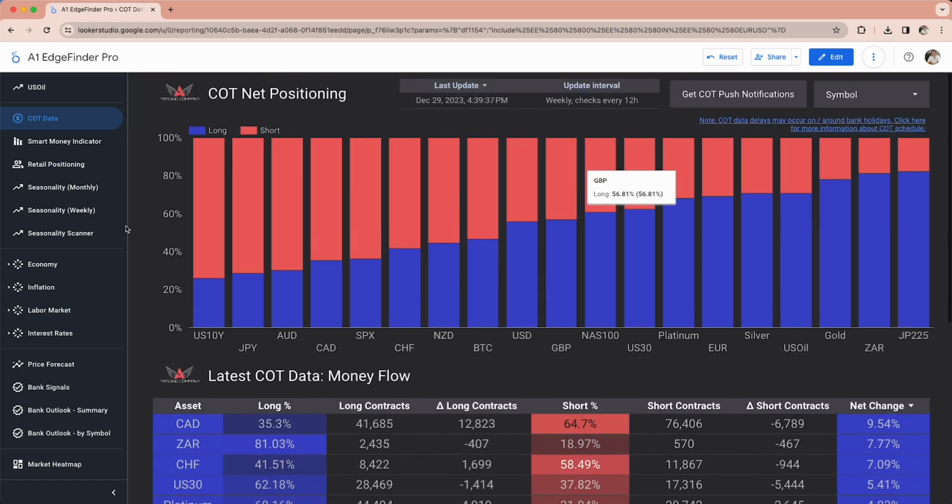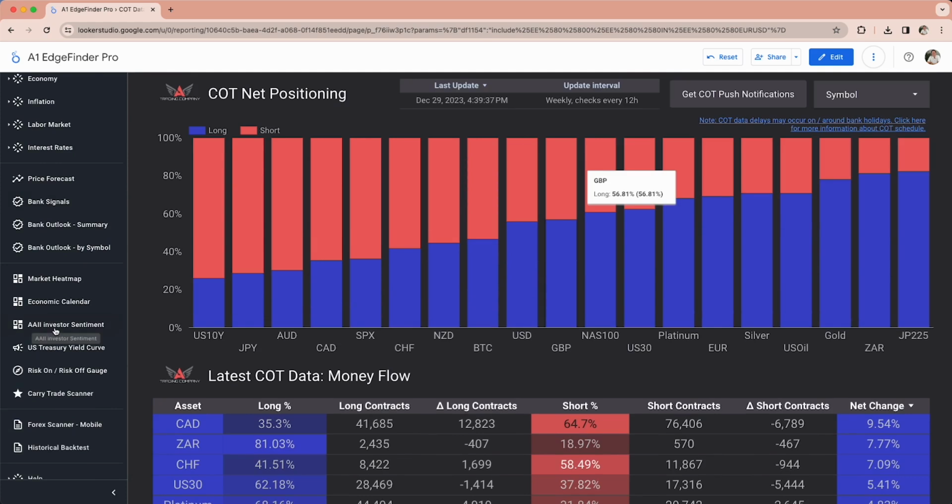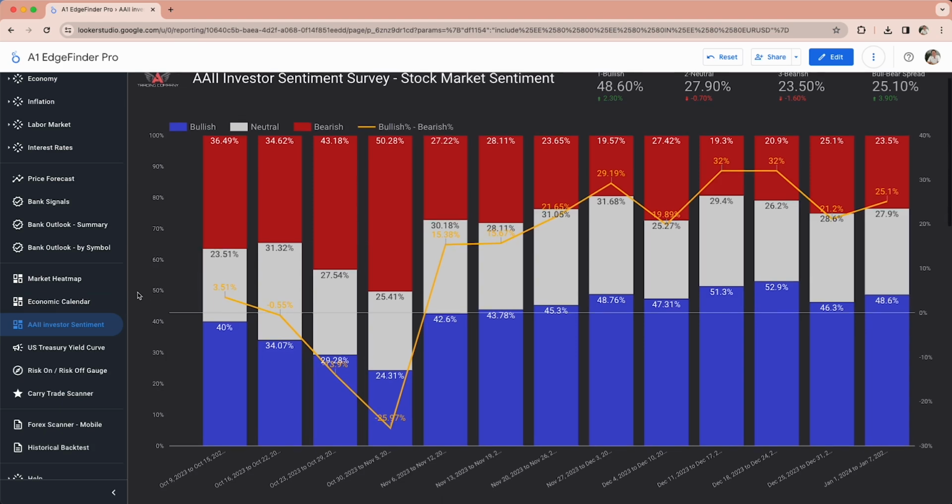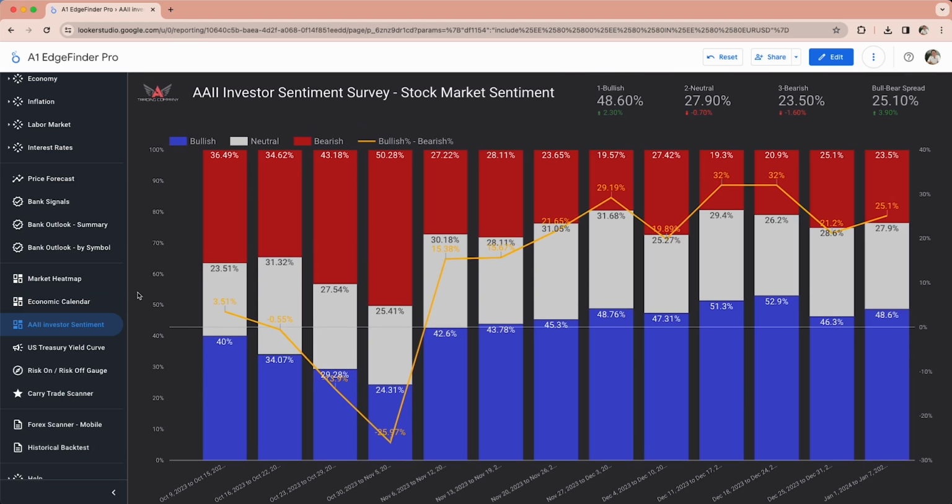That's not all that we have going on in the Edge Finder, though. We have so many cool new features going on in the Edge Finder. One more thing that I want to show you really quickly is the AAII Investor Sentiment Survey. Now, this is very, very cool as well, because the AAII Investor Sentiment Survey basically looks at the market as a whole. They're looking at stocks and how stocks are performing, big things like the S&P 500, NASDAQ, US 30, the stock market in general.